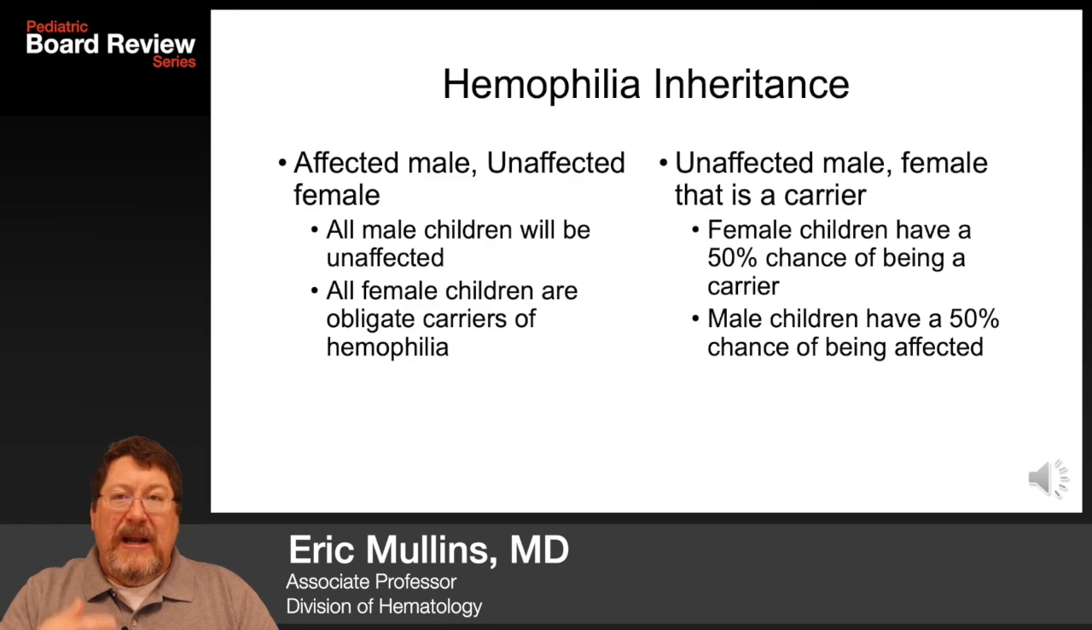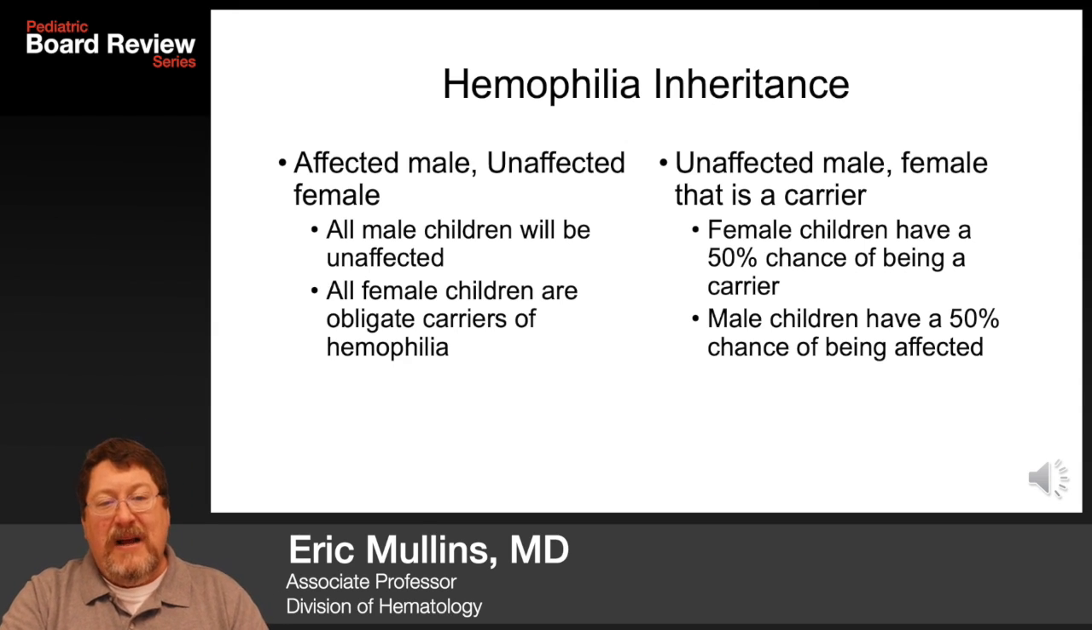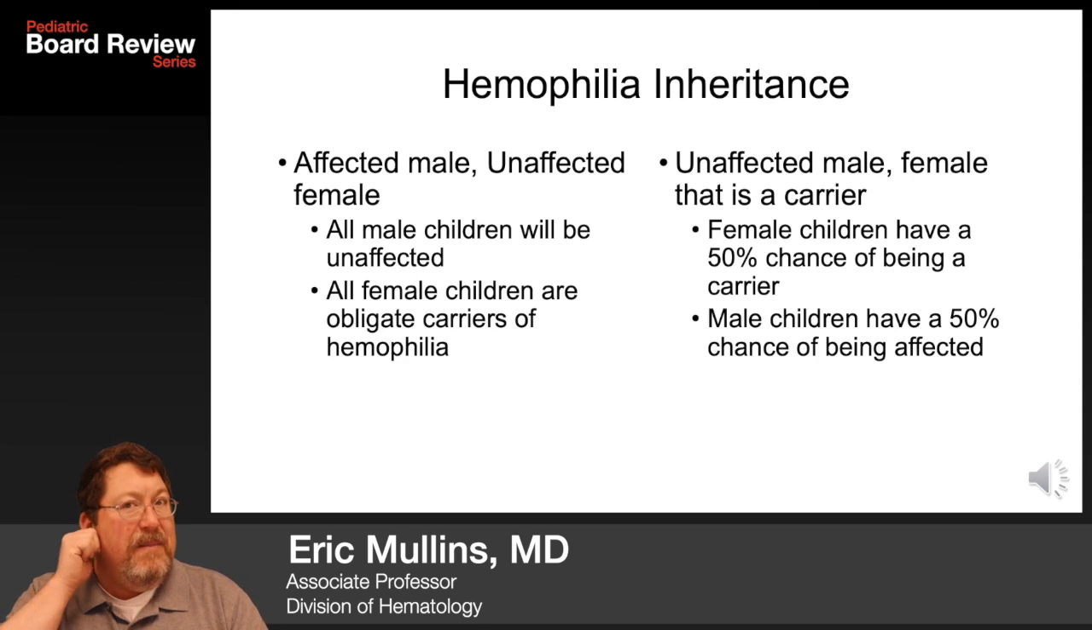And so just thinking about hemophilia inheritance, and the reason I'm going through this is because on my board exam, the only hematology question I was asked was about hemophilia inheritance. And so when you have an affected male and an unaffected female, all male children will be unaffected, and all female children will be obligate carriers of hemophilia. So no males will be affected at all, but all females have to be carriers of hemophilia if the father has hemophilia. On the other hand, if the father does not have hemophilia and the mother is a carrier of hemophilia, the female children will have a 50% chance of being a carrier, and the male children will have a 50% chance of being affected.